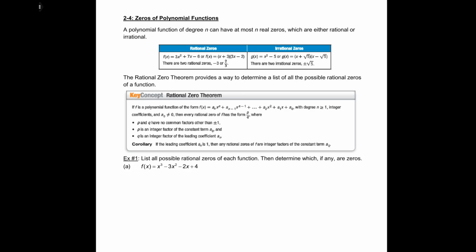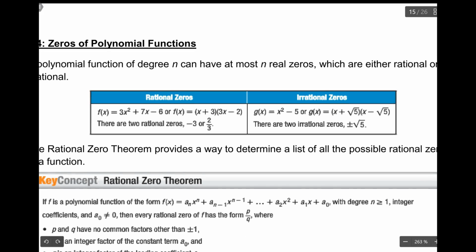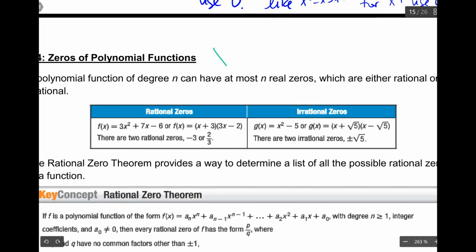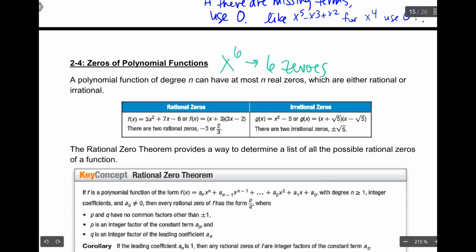Here's the screencast for 2.4, which is the zeros of polynomial functions. A polynomial function of degree n can have at most n real zeros. For example, if it was x to the 6th, then at most we could have 6 zeros. They can be either rational or irrational.